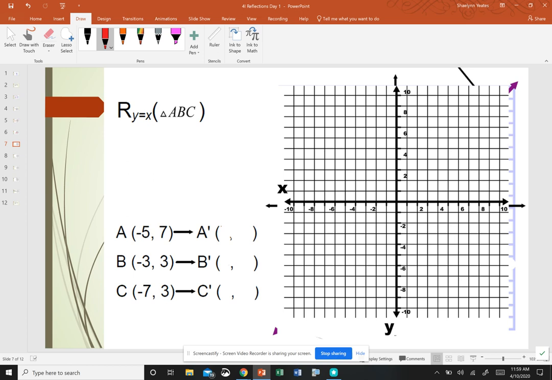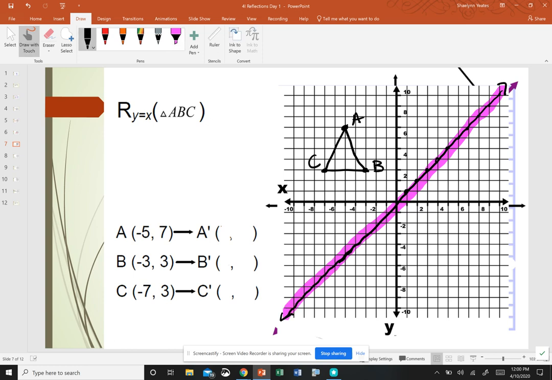All right. Let's see what happens when we do it across a line like y equals x. So y equals x is actually this line right here. It's the perfect diagonal across there. So let's look at our triangle. So right now we're at -5, +7. This is A. B is at -3, +3. And C is at -7, +3. So here's my triangle ABC. And we want to reflect it across this line right here.